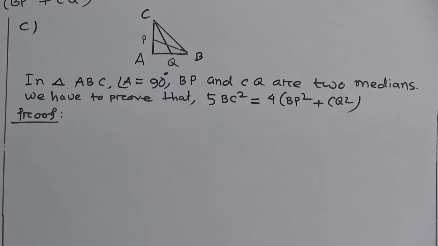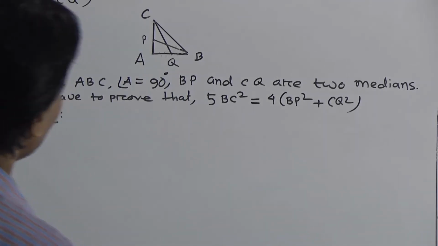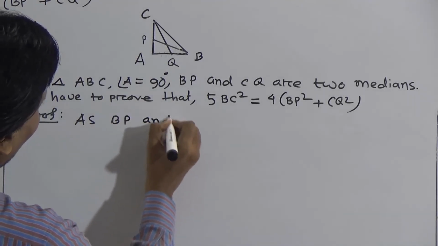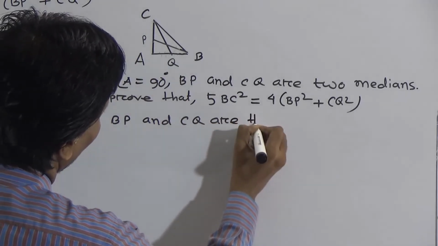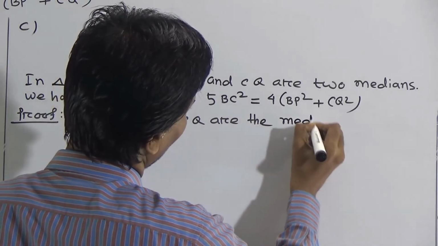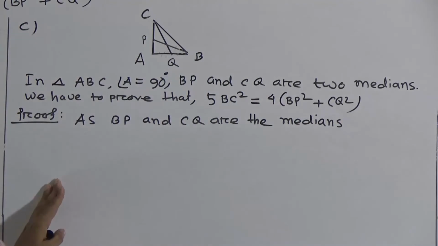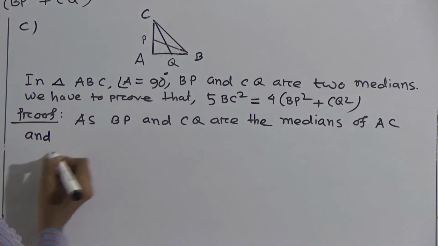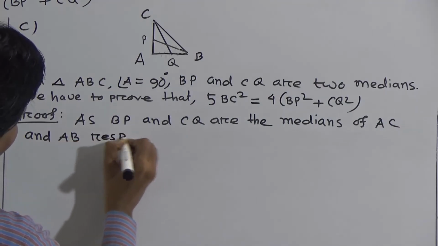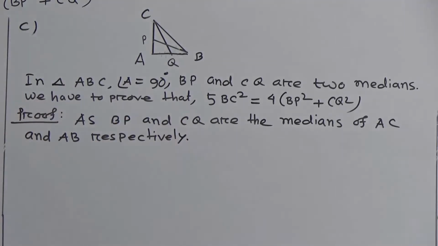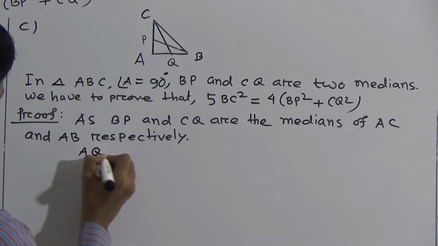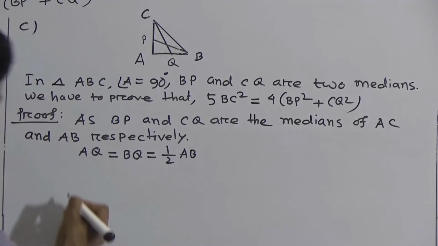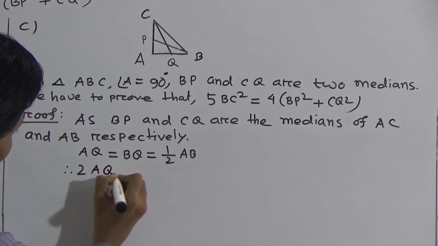You see, BP and CQ are the medians. As BP and CQ are the medians of AC and AB respectively, then AQ equal to BQ equal to what? Half of AB. That means 2AQ equal to AB.